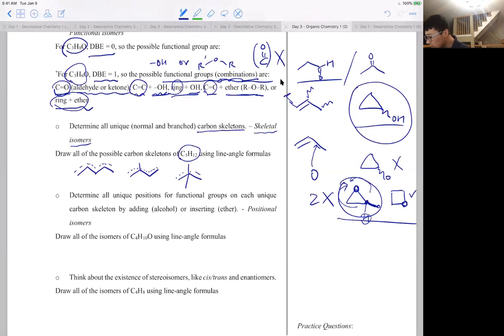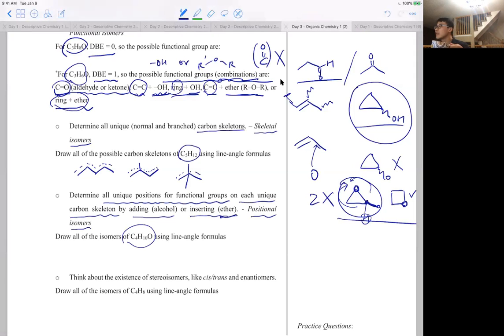And then we determine all of the unique positions of the function groups on each unique carbon skeleton by adding either the alcohol or inserting the oxygen, which turns into an ether. This is called positional isomers. For example, can you guys try this example and let me know how many molecules, how many isomers you can get?